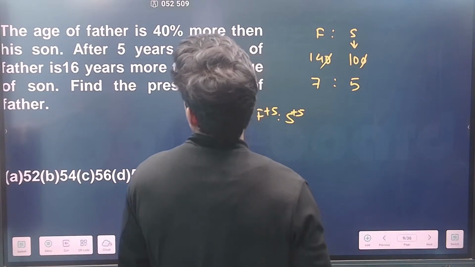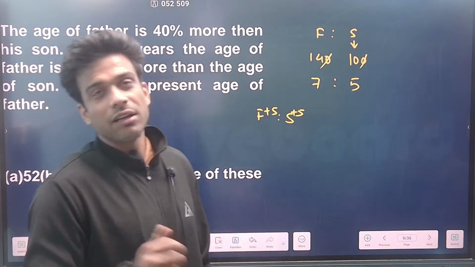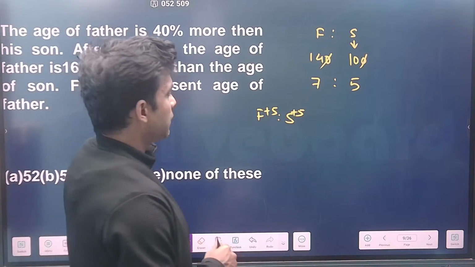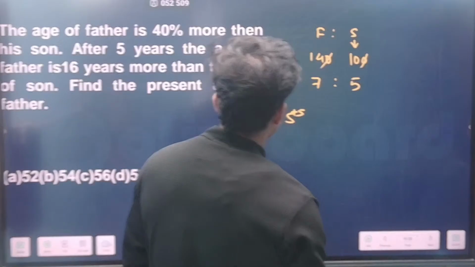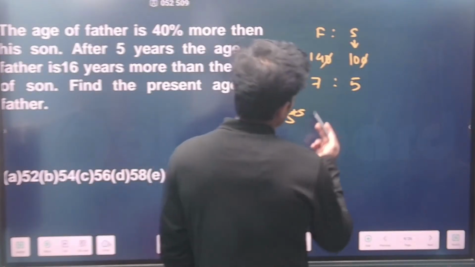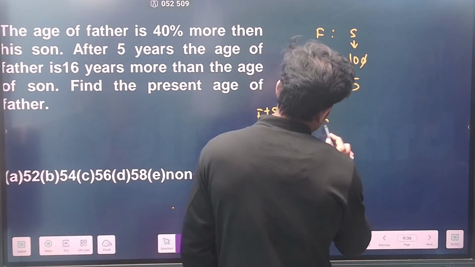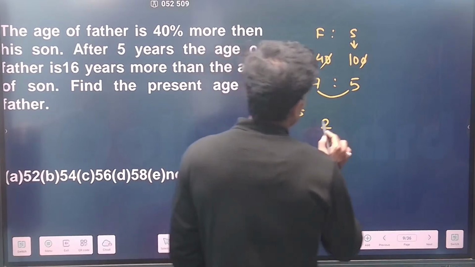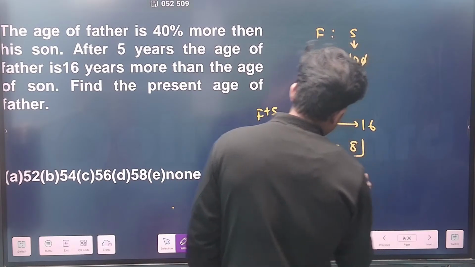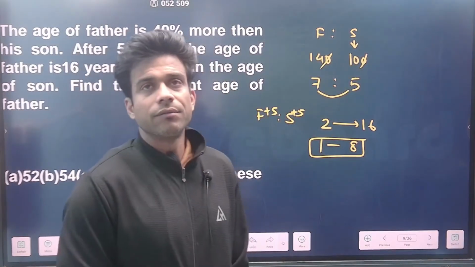The age of father is 16 years more than the age of son. Correct. So I can say that the age of father is 16 years more. Now guys, you can see in the ratios, the father's age is 2 more. And this 2 more would be equal to 16. So 1 would be equal to 8. Is this clear? This must be clear to everyone.